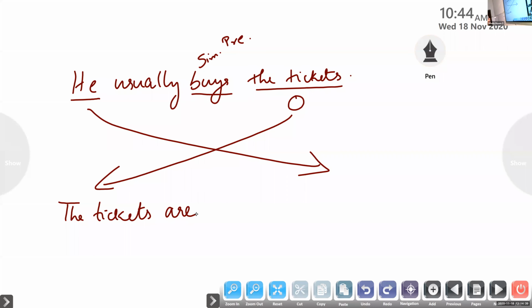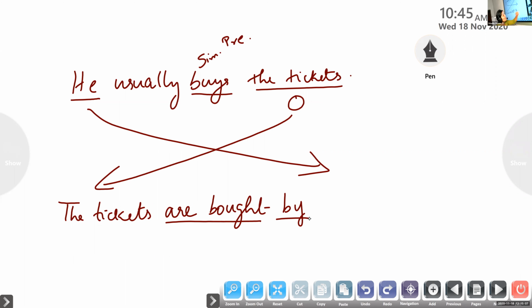What is the past participle form of the verb buy? Bought. B-O-U-G-H-T. Bought. And what is next? I should use the preposition by. And now, listen here. The tickets are bought by. I cannot write he, isn't it? Yes, ma'am. Instead of he, what should I write?